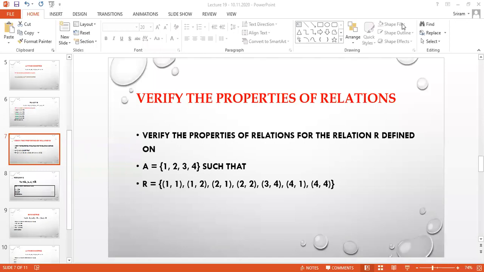The meaning of anti-symmetric: I am having A comma B and B comma A only for the same pair, the repeated reflexive pair, not for other numbers. Then it is called anti-symmetric. Finally, we are having the fourth property, which is called transitive.